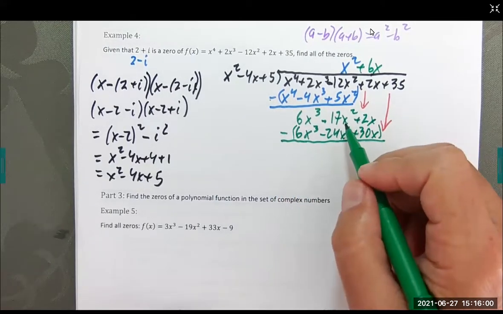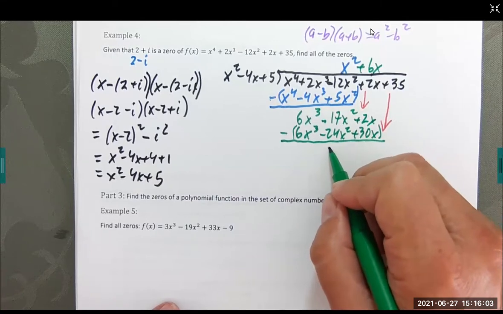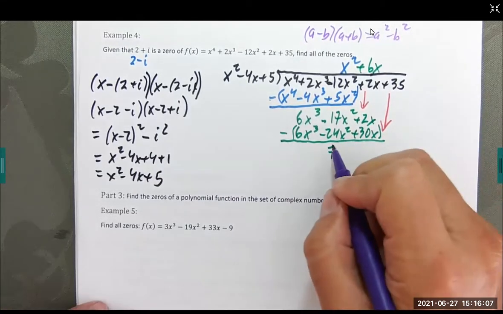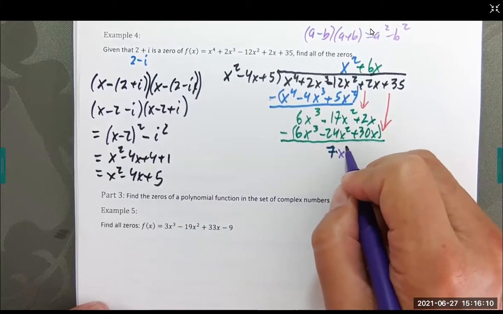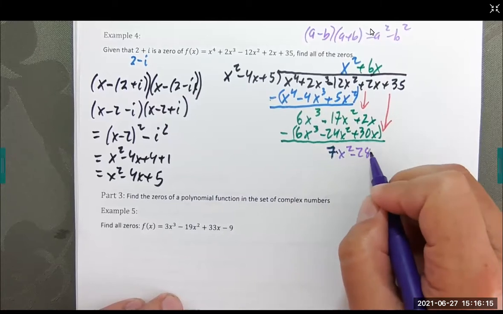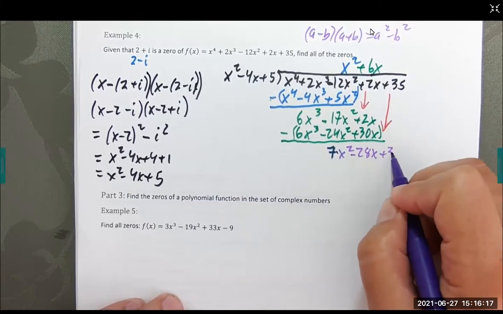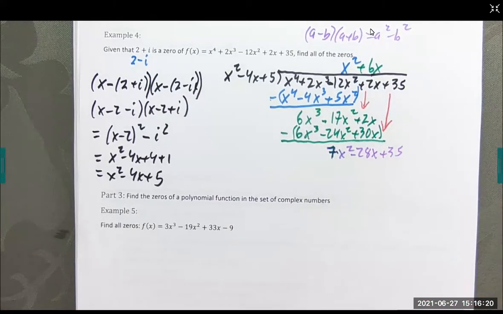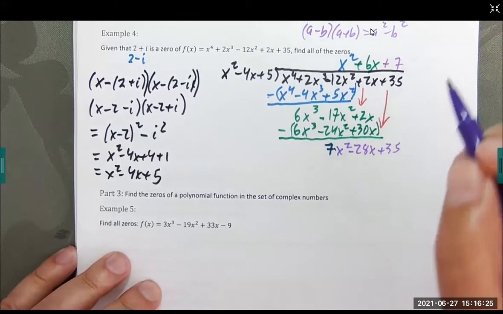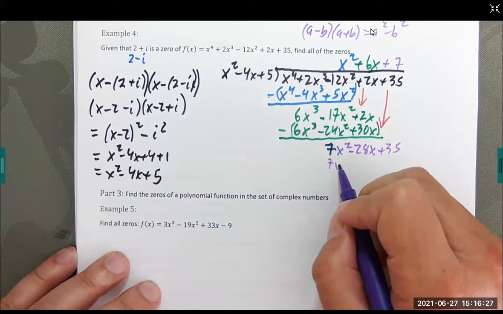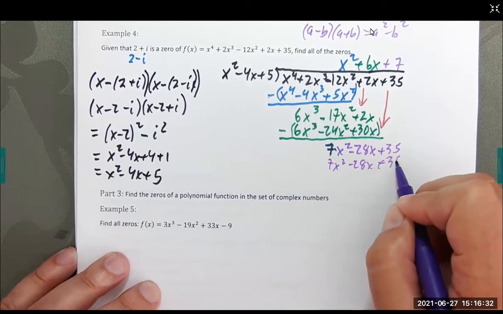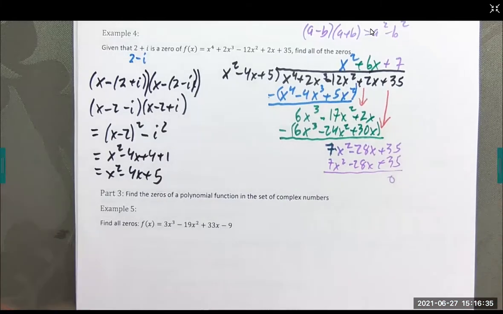So that is going to be 1, 2, 3, 7x squared. Let's use another color. That's going to be minus 28x, and that's going to be plus 35. So this is going to become plus 7. Distribute that through, 7x squared minus 28x plus 35, and as expected, we have a 0 remainder.